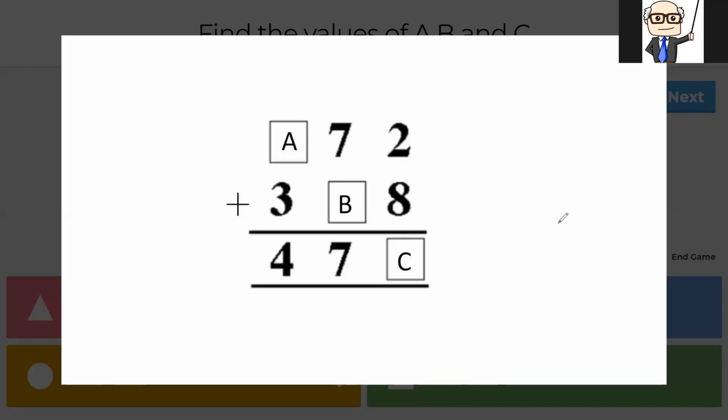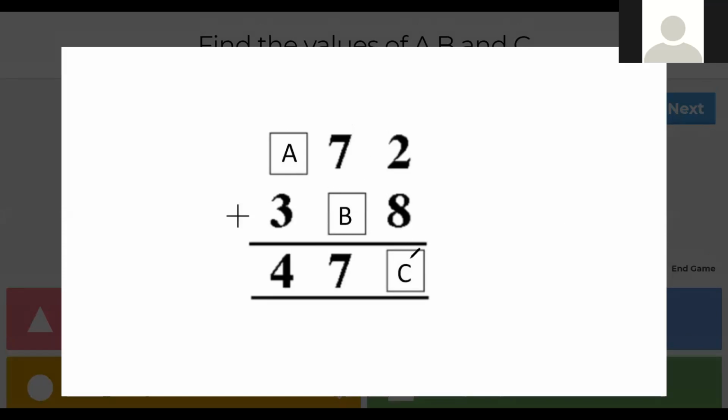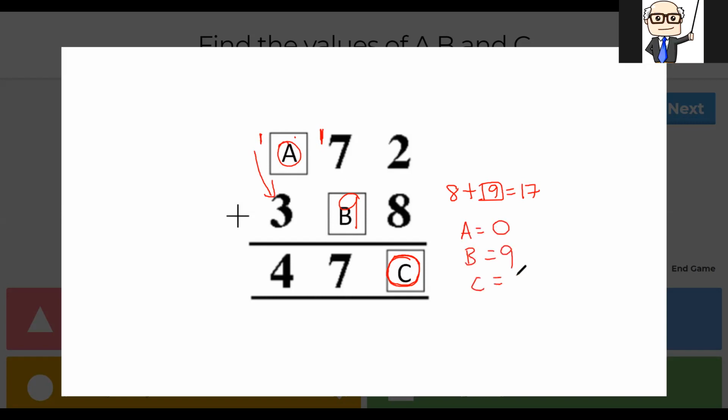So this one here, the answer we have. First one is 2 plus 8 equals what? Now 2 plus 8 is equal to 10, right? So we put a 0 here. Then we put a 1 on top. Now what is 7 plus 1? So 8 plus what will be equal to 17? 9. So here would be a 9. Then because there's a 1 here, you understand? Because it's already made 17. So 1 plus 3 is already 4. So here must be a 0. So A is 0, B is 9, and C is 0.